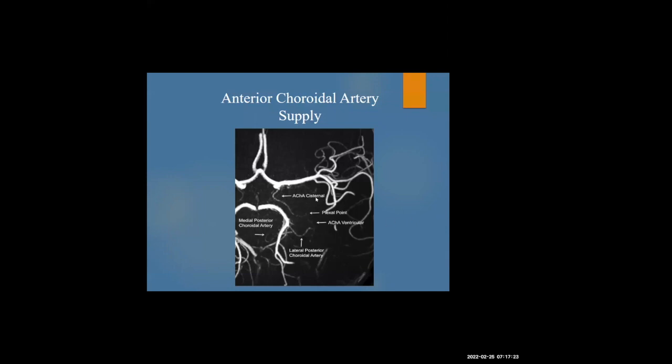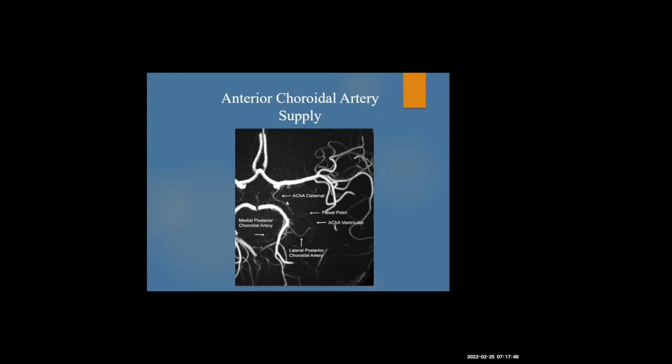It has a cisternal segment, which passes within the crural and ambient cistern as it wraps around the midbrain. And then it has a lateral bend, and it goes laterally. Sometimes this is referred to as the plexal point. And then it has a second component, the ventricular segment, which goes within the ventricle where it anastomoses with branches of the posterior choroidal artery.